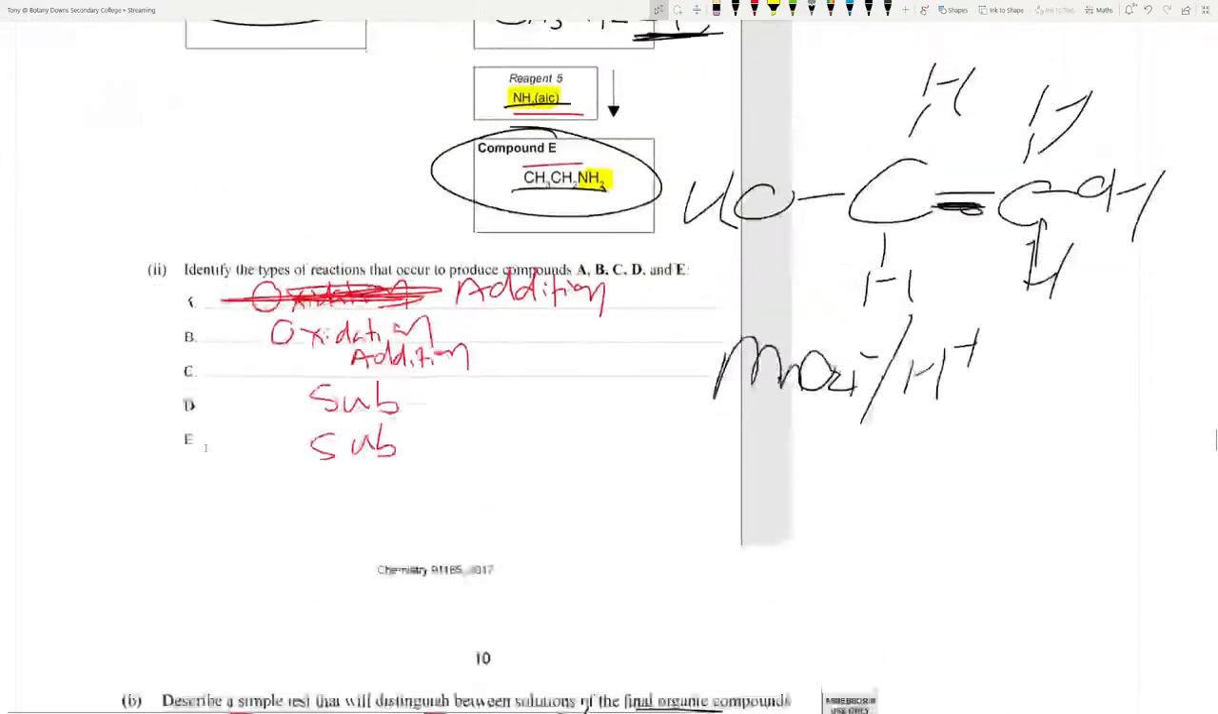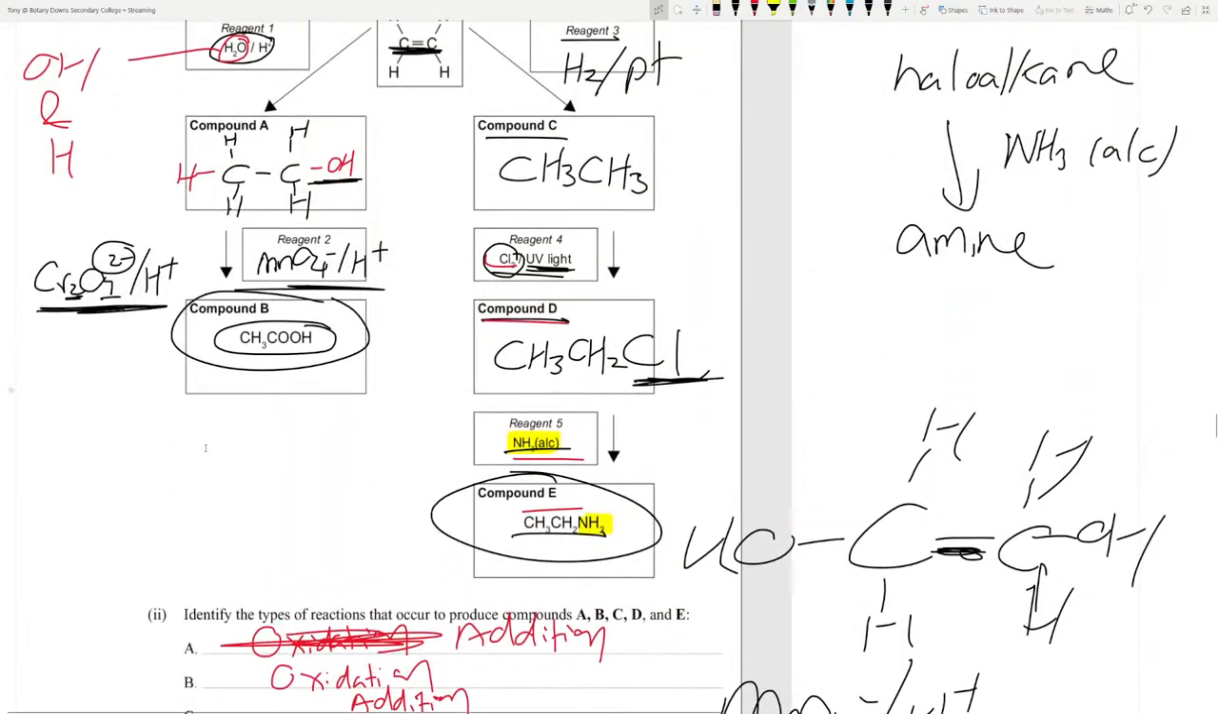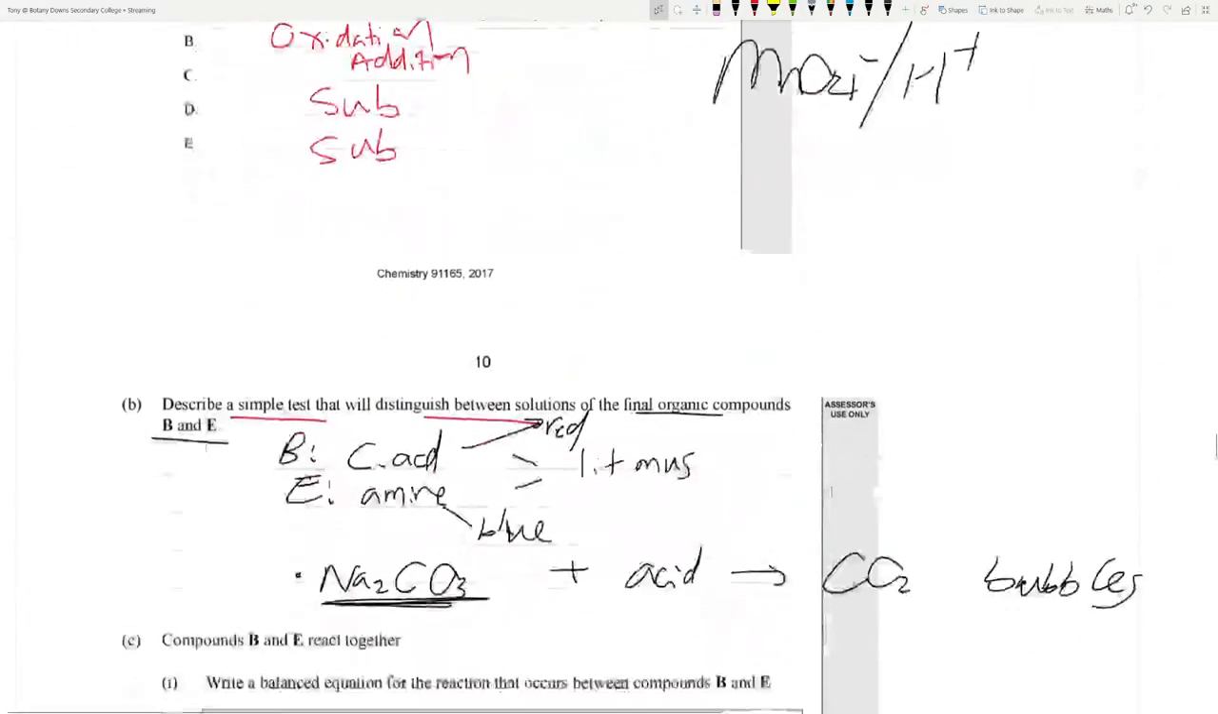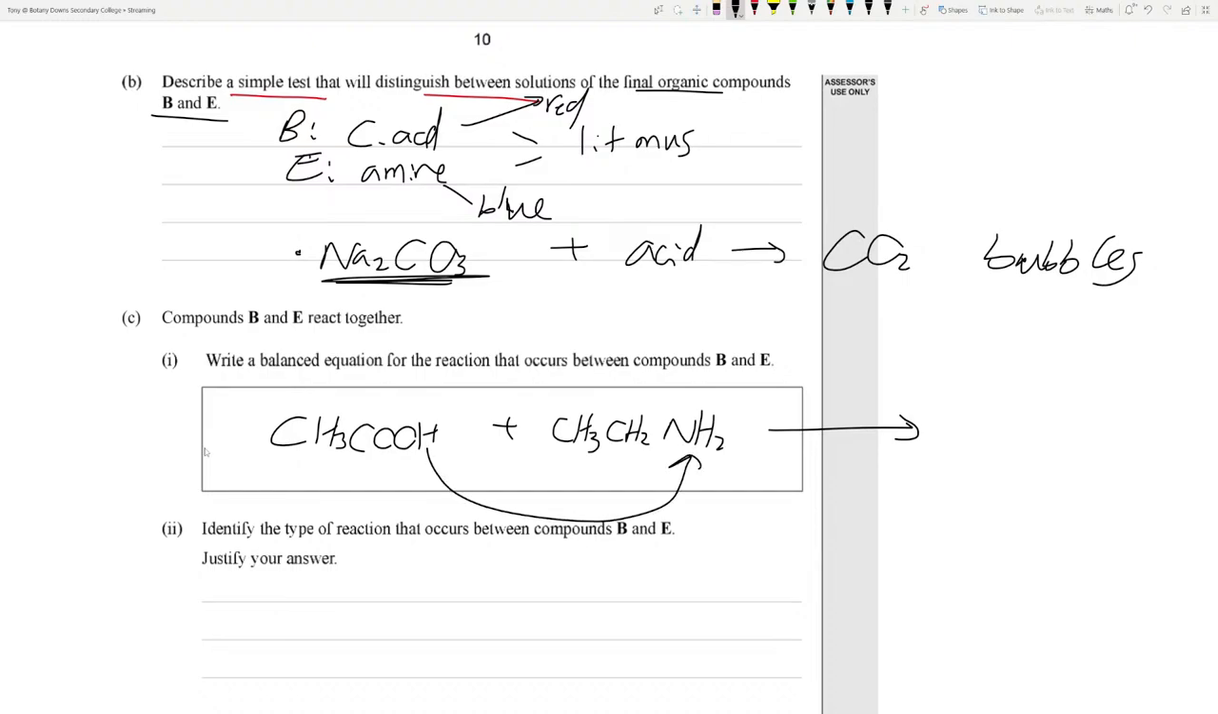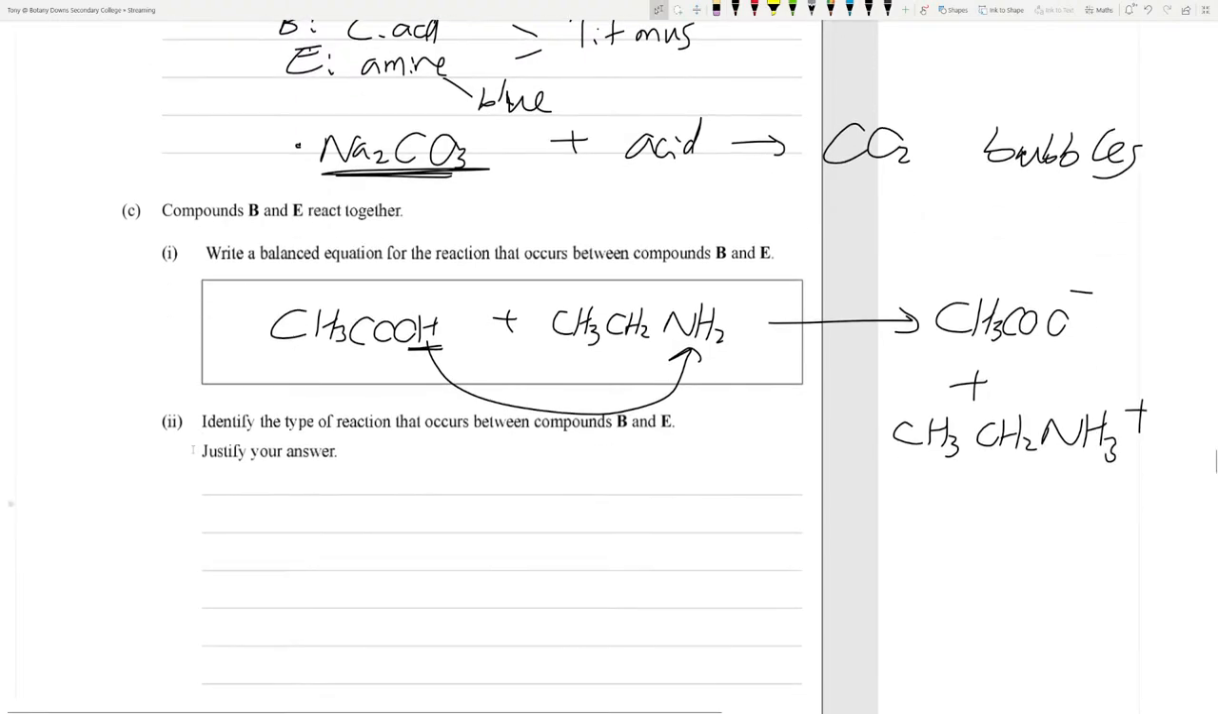Spectroscopy, CO13, yes. So CH3COOH plus CH3CH2NH2. I kind of did this already. This is an acid-base reaction. This is an acid, it donates the H plus away, so it becomes CH3COO minus. Where did the H go? The H went on to the nitrogen. So CH3CH2NH3 plus. Okay. Justify the type of reaction.